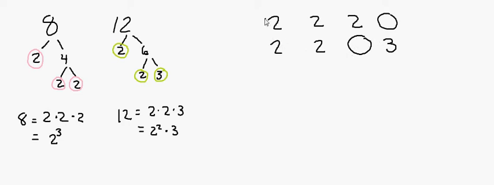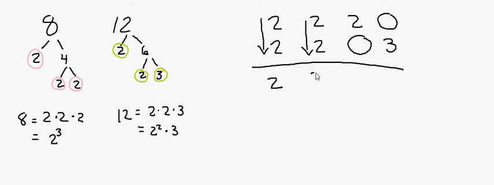Now we just copy down. I've got a 2, and I only bring it down once. Again I've got a 2, and I bring it down once, because I only need to use it once. I've got a 2 that didn't have a partner, so again I bring it down once. And my 3 didn't have a partner, so I bring it down once. If I multiply all these numbers together, that will give me my lowest common multiple.